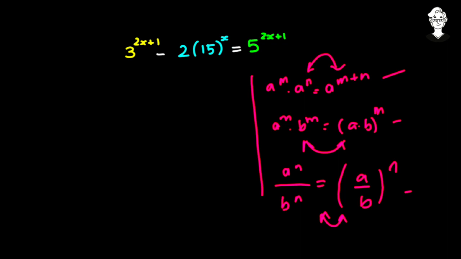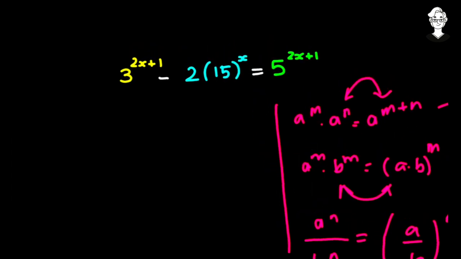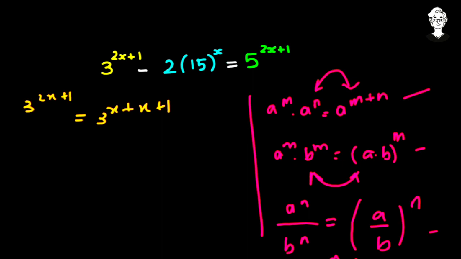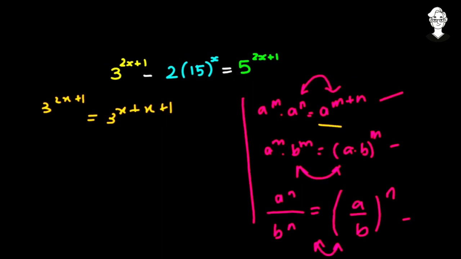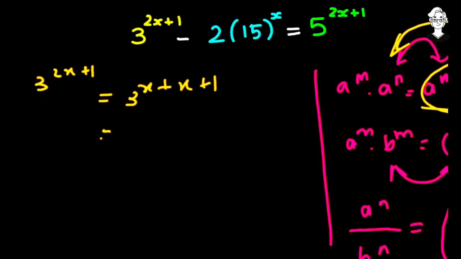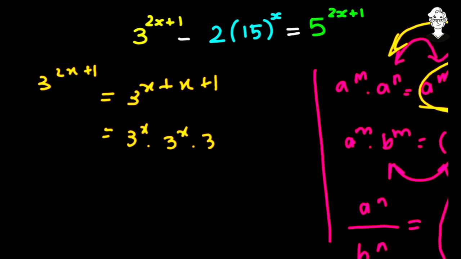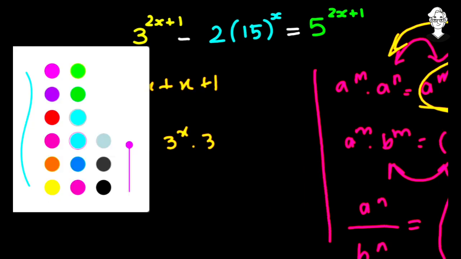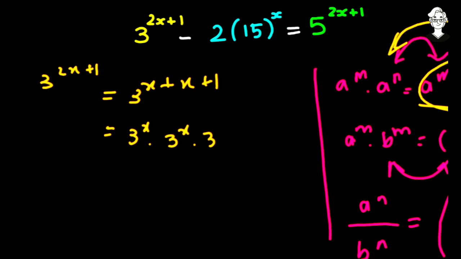So first of all, let us take the yellow one. We can see it's 3 to the power 2x plus 1. So 3 to the power 2x plus 1 is nothing but 3 to the power x plus 1 squared. Now I can see 3 to the power x plus 1 is in the form m plus n, and this can be converted in this form. So it can be written as 3 to the power x into 3 to the power x into 3.